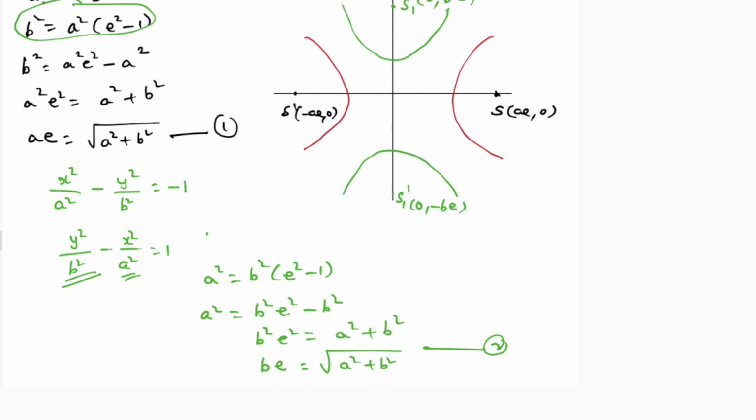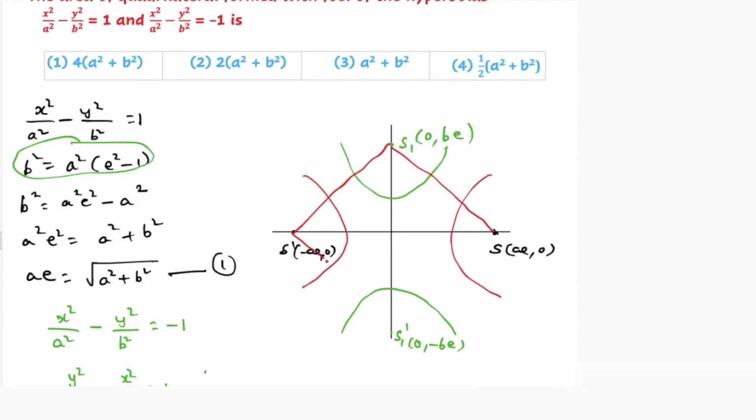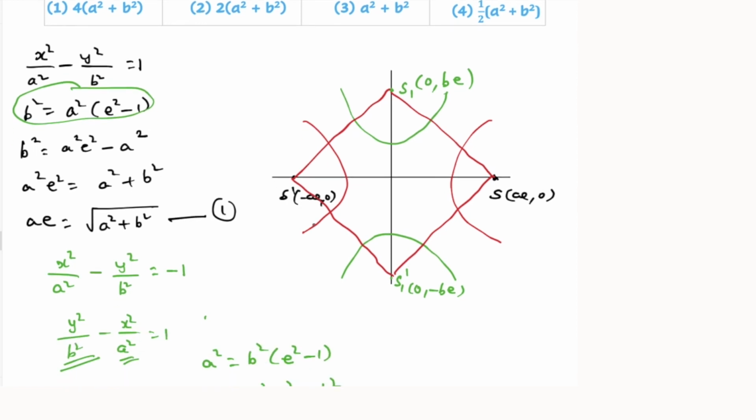What's the question they ask here, you know? The area of the quadrilateral formed with the foci. How many foci are there? 4 foci. Join all these foci, you get a quadrilateral. Actually, what is that quadrilateral, you know? You will get a rhombus. We want to find its area.